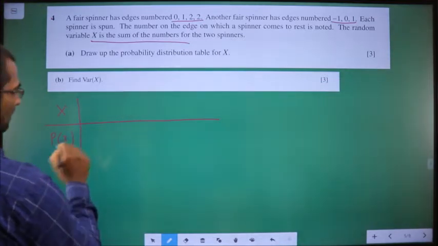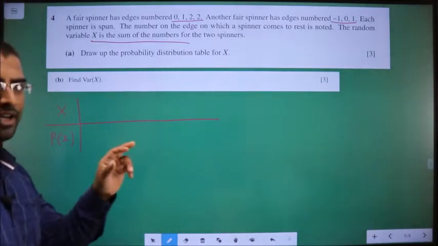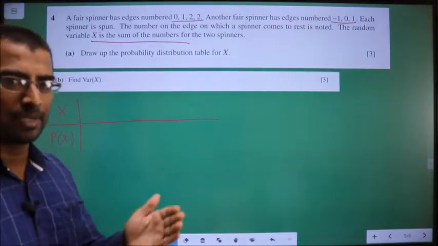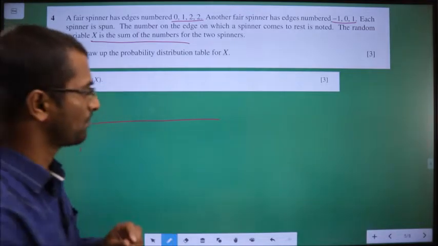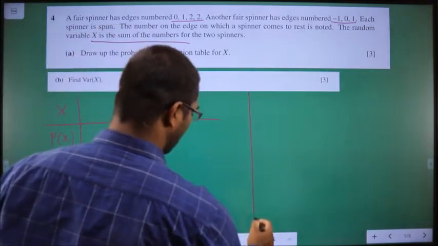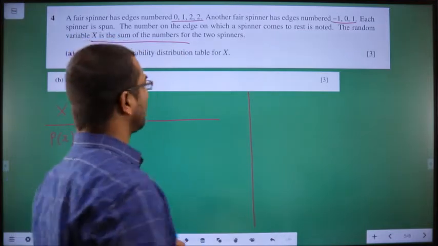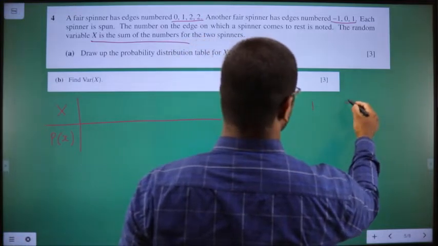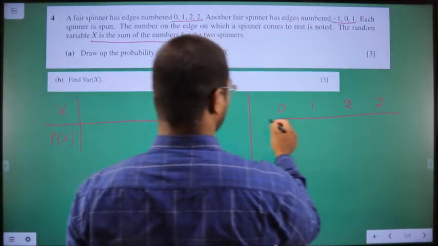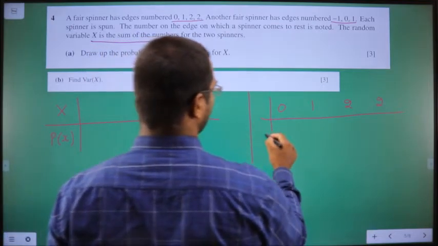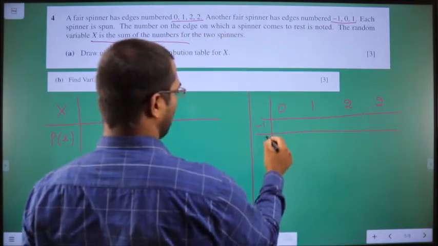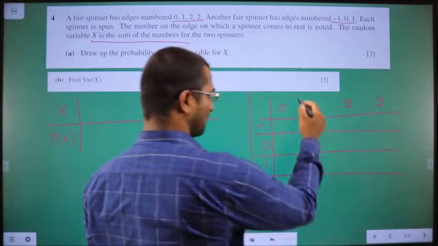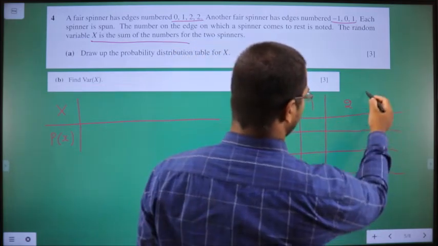Okay. To draw this, first I should know what all values will x take. And how do I come to know the values of x? By adding the result of two spinners. Other easier way is draw a two-way table. Means what all values are present on the first spinner? 0, 1, 2 and 2. Write them over here. And over here, second spinner, -1, 0 and 1. Okay. This will make our work easier.